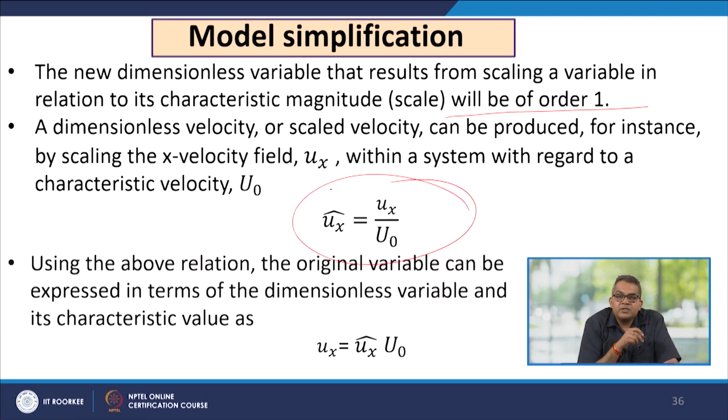So, this can be represented mathematically like this. Now, using this particular relation, the original variable can be expressed in terms of a dimensionless variable and its characteristic value like this: ux is equal to ūx times u naught.